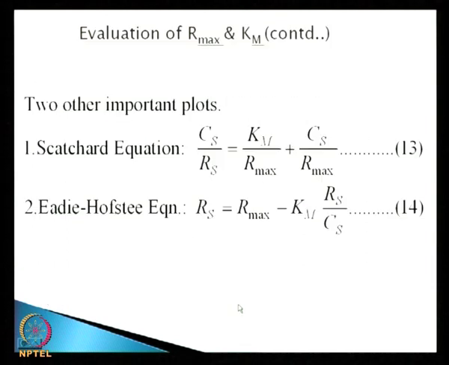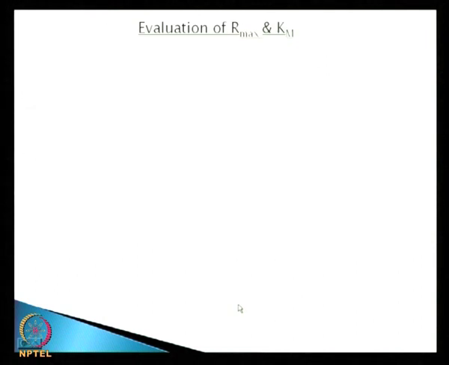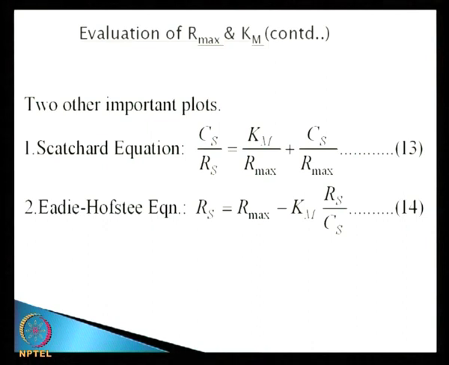So, there are a couple of other equations that are used. I just showed you the Lineweaver-Burk and the asymptotic method, and there are two more: the Scatchard equation and plot, and the Eadie-Hofstee equation and plot. These are also used to obtain these. Why do we go into different forms of these plots? The reason is, when you evaluate these experimentally, the data may be available in different forms at different points of time, depending on what kind of experiments you are doing.